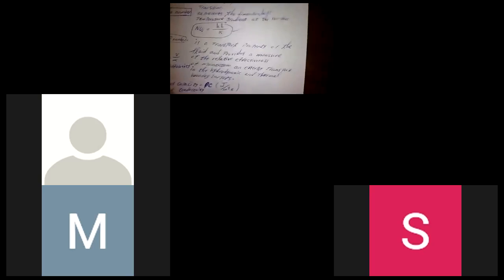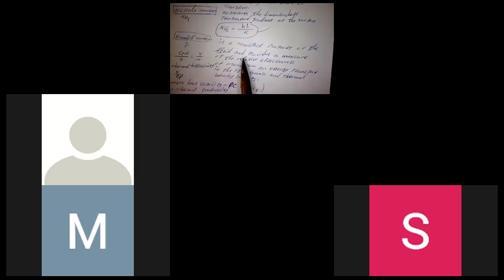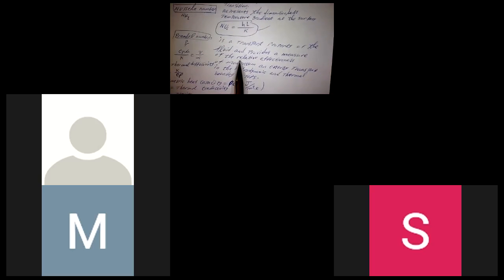So Prandtl number is a transport property of the fluid, for different gases or different liquids, water for example.